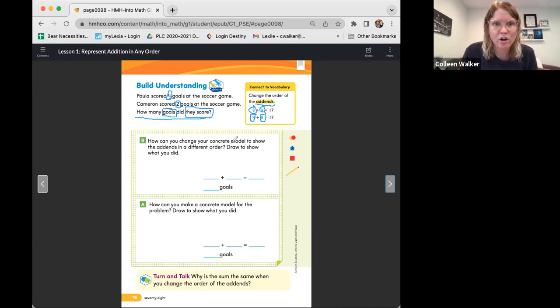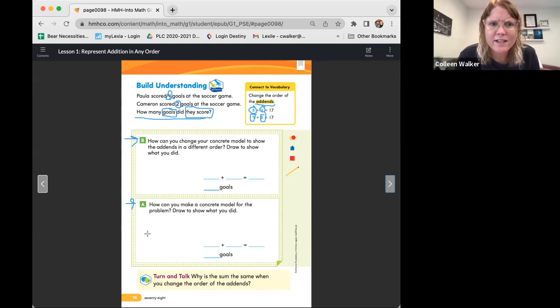How can you change your concrete model to show the addends in a different order? Draw to show what you did. Okay. Oh, how funny. Part B is up here and part A is down here. So we're actually going to do part A first, which is how can you make a concrete model for the problem? Draw to show what you did. So I'm going to go for it here.